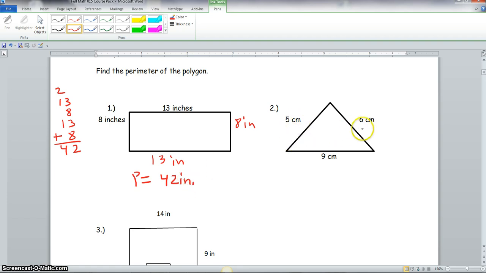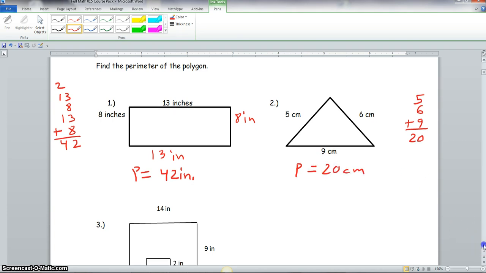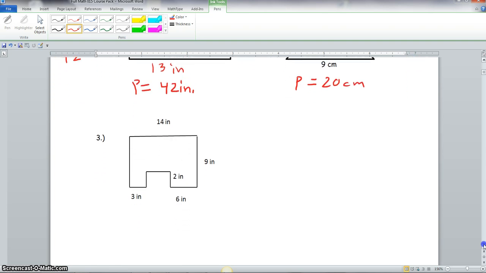Okay, now, number 2. We have all the sides marked here, so we could go off to the side and add these values. We could take 5, 6, plus 9. So we have 5 plus 6, which is 11, plus 9 is 20. So your perimeter is equal to 20 centimeters. Now we scroll down here to number 3.